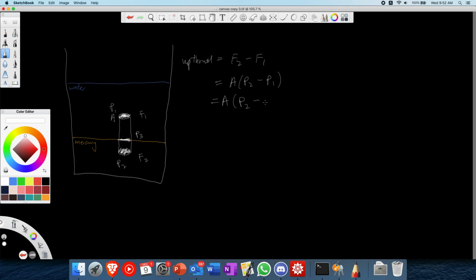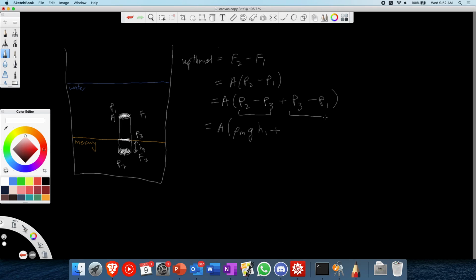P2 minus P3 plus P3 minus P1. So I've inserted this P3, which is essentially 0, right? But I've inserted it in between because P2 minus P3 is now all in mercury. The difference in height here, I'll call this H1. So in this case it is rho mercury g H1, am I right?